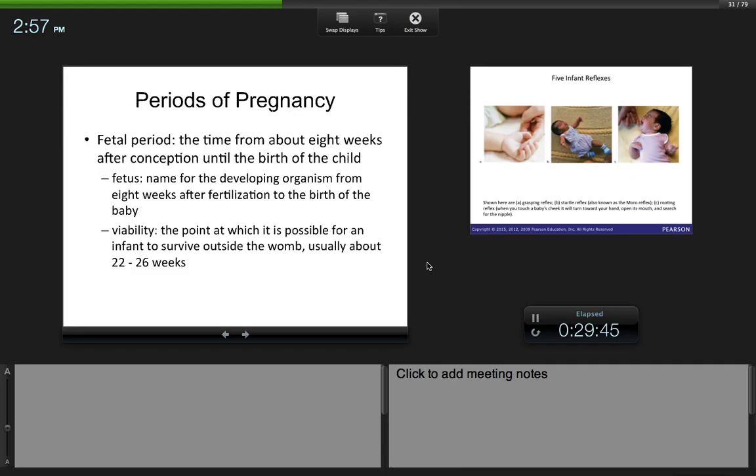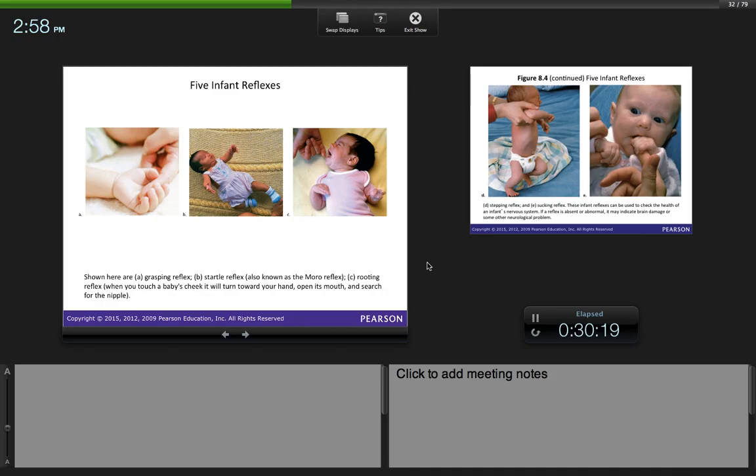Right, the fetal period of pregnancy then is the time from about 8 weeks after conception until the birth of the child. Here we see greater refinement in the structure and function of developing organs. Right, so the viability, the point at which it's possible for an infant to survive outside of the womb, is usually at about 22 to 26 weeks, right? That they're able to care for this child outside of the womb. So in this fetal period is when we would refer to the child as a fetus, right? That developing organism here.